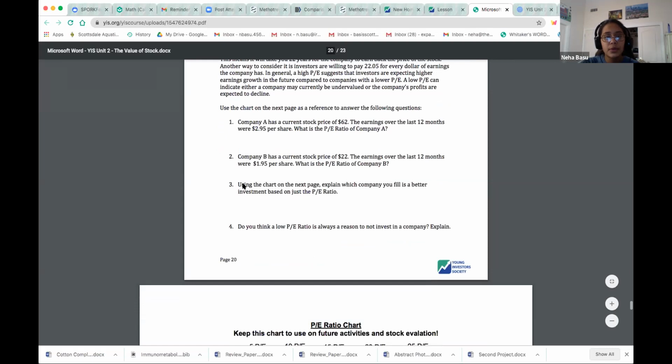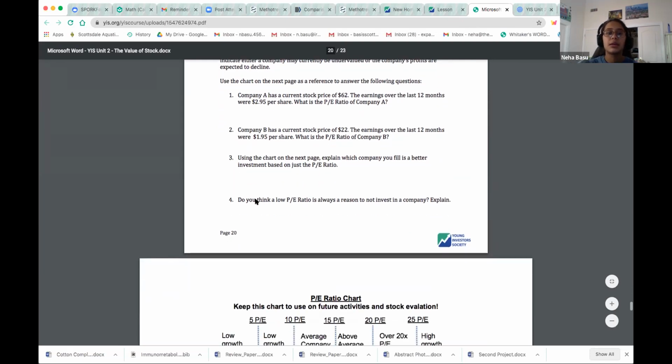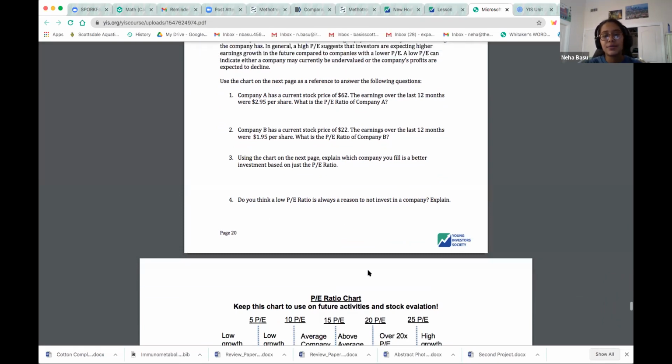Now, using the chart that we just went over, explain which company is a better investment based on this PE ratio. Just to remind you guys, Company A's PE ratio was 21, and for Company B, it was 11. Which one do you think would be a better investment? I can give you guys a hint: a higher PE ratio will indicate higher expected growth. So you want to go for the one with the higher PE ratio, which would be Company A.